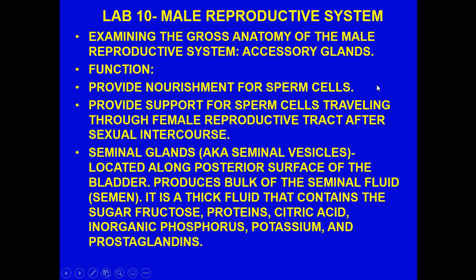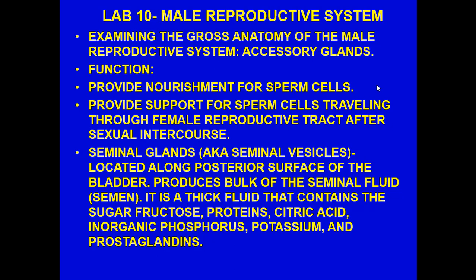Now, when we examine the gross anatomy of the male reproductive system, we have accessory glands. Their function is to provide nourishment for the sperm cells, and to provide support for sperm cells traveling through the female reproductive tract after sexual intercourse. The first one is called the seminal gland, otherwise known as seminal vesicles. It's located along the posterior surface of the bladder and produces the bulk of the seminal fluid. That's where we get the concept of semen, because most of the semen is going to be seminal fluid and sperm.